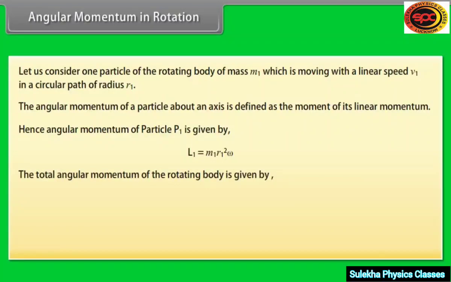The total angular momentum of the rotating body is given by L is equal to L1 plus L2 and so on till Ln. By putting the value of L into above equation, we get L is equal to m1 r1 square omega plus m2 r2 square omega and so on till mn rn square omega. Thus, we get the result. L is equal to I omega.